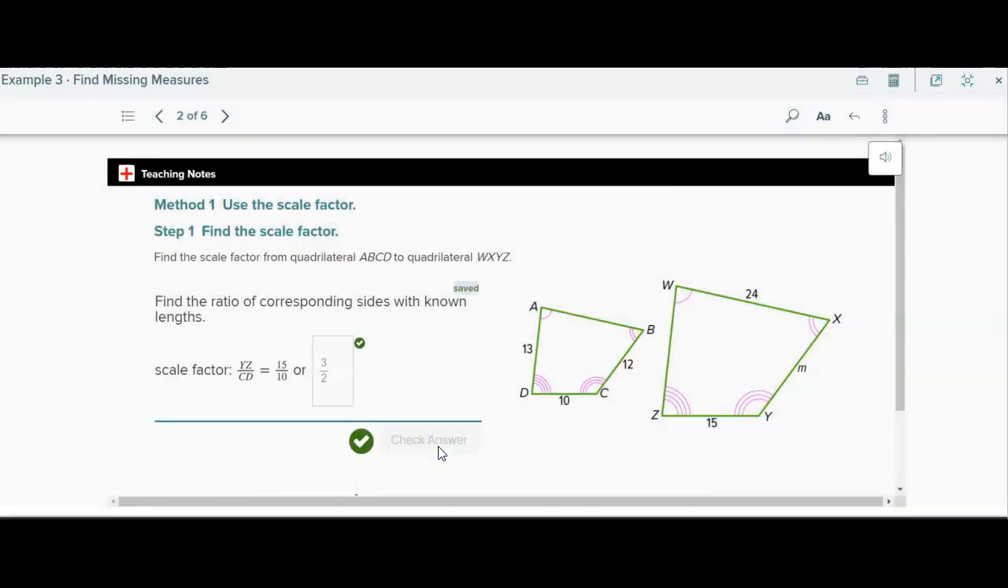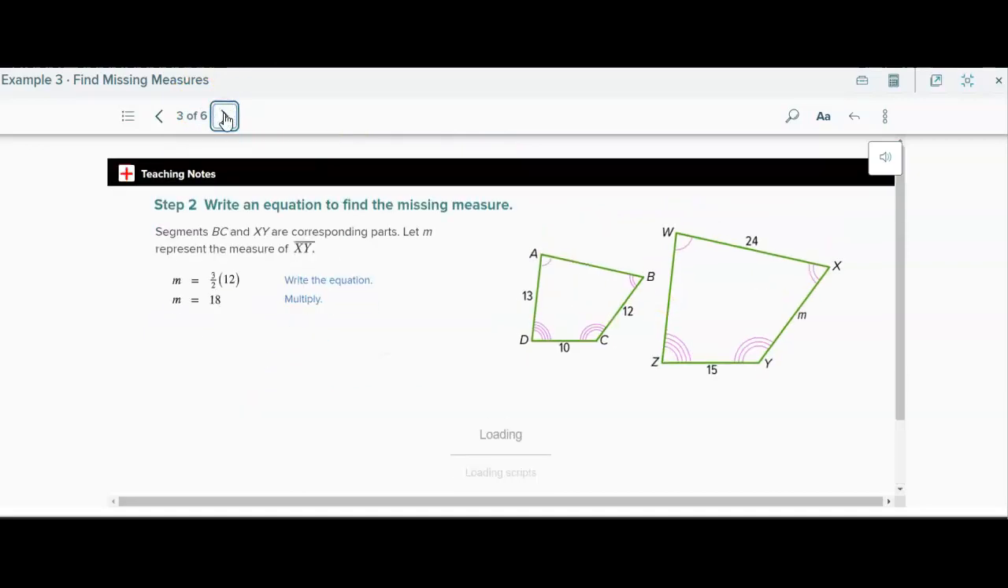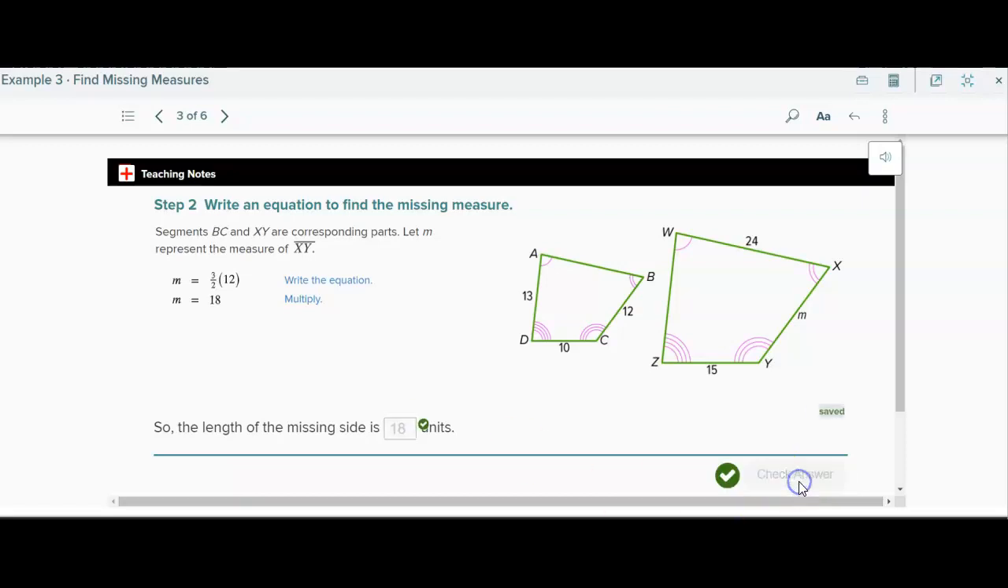Now that we know the scale factor, we're going to use that to find this missing side here. The missing side, M, is going to be 3/2 times 12. Like 15 is 3/2 times 10, because 15 over 10 is 3/2. So 3/2 times 12 gives us 18. So the missing side is 18 units.